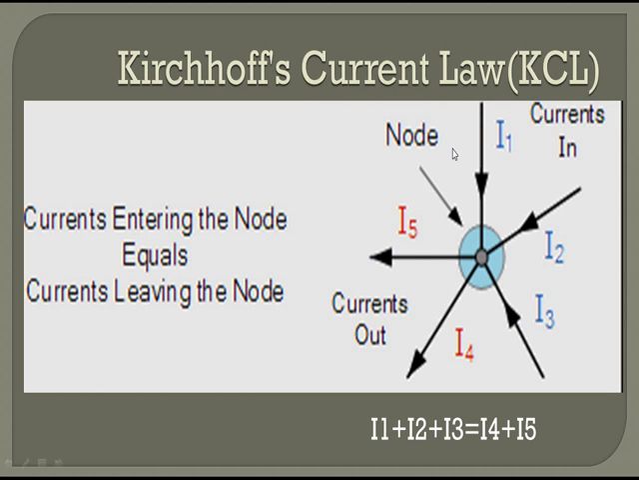Next is Kirchhoff's current law. Kirchhoff's current law tells that the current entering a node, where two or more branches are connected together, that point is called a node point. The current entering the node is equal to the current leaving the node, which means I1 plus I2 plus I3 is equal to I4 plus I5.